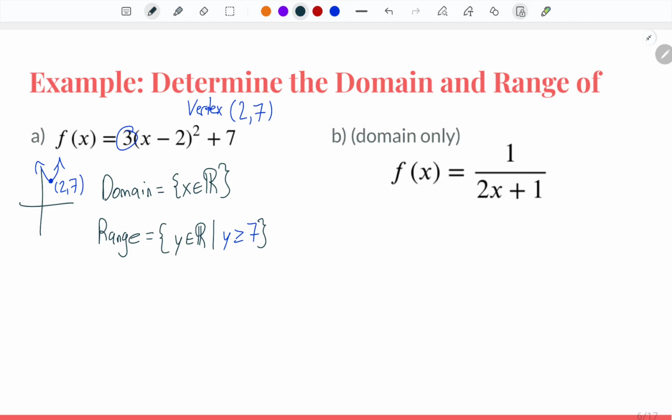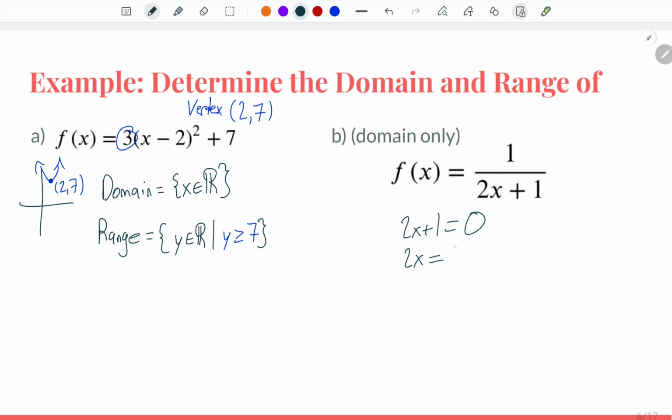Okay, so let's look at that. Let's take a look at this rational function, this fraction. So we want just the domain. We'll worry about the range in a future unit. But for the domain, we just need to think about, if you're dividing, what can you not divide by? Or when would the denominator be 0? And that's where things will go wrong.